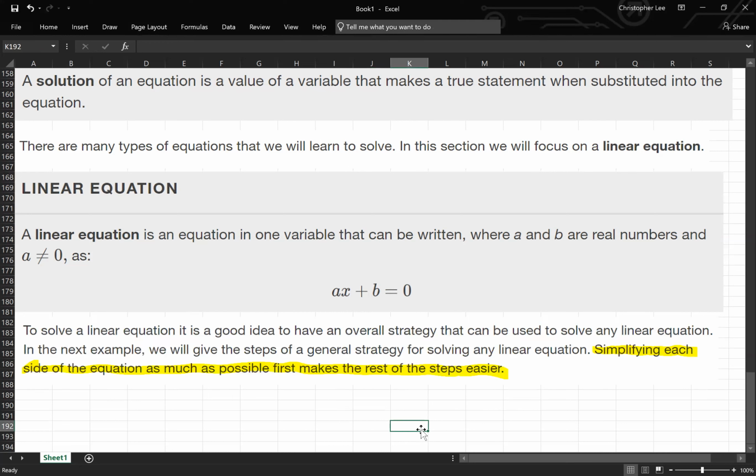All right. To solve a linear equation, it is a good idea to have an overall strategy that we can use to solve any linear equation. In the next example, we will give the steps of a general strategy for solving any linear equation. Simplify each side of the equation as much as possible first. It makes the rest of the steps easier.